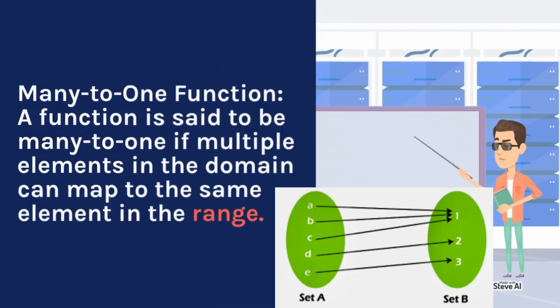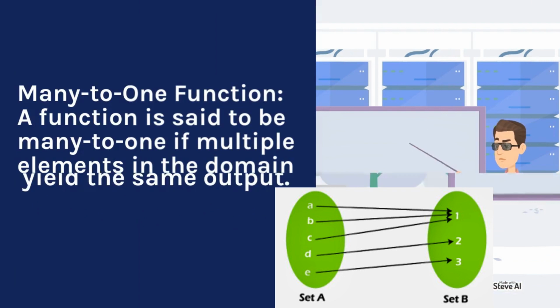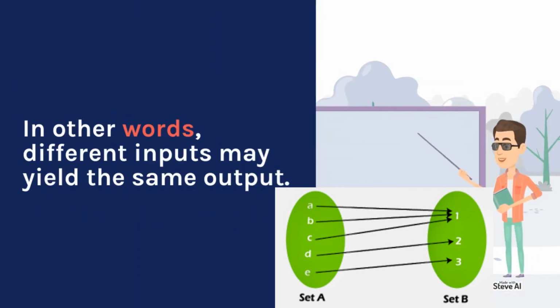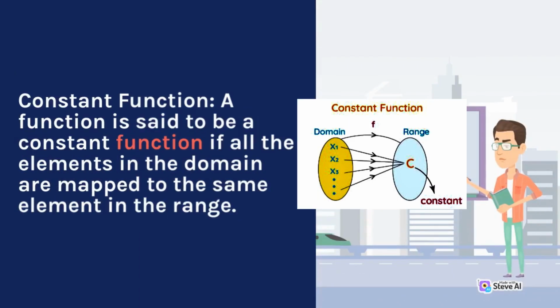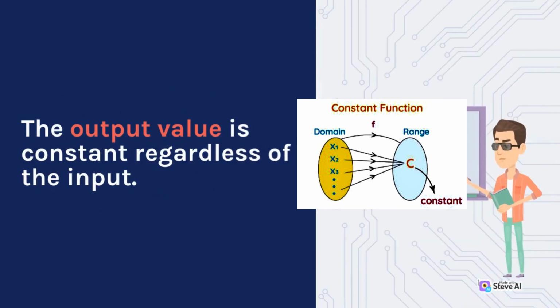Many-to-one function. A function is said to be many-to-one if multiple elements in the domain can map to the same element in the range. In other words, different inputs may yield the same output. Constant function. A function is said to be a constant function if all the elements in the domain are mapped to the same element in the range. The output value is constant regardless of the input.